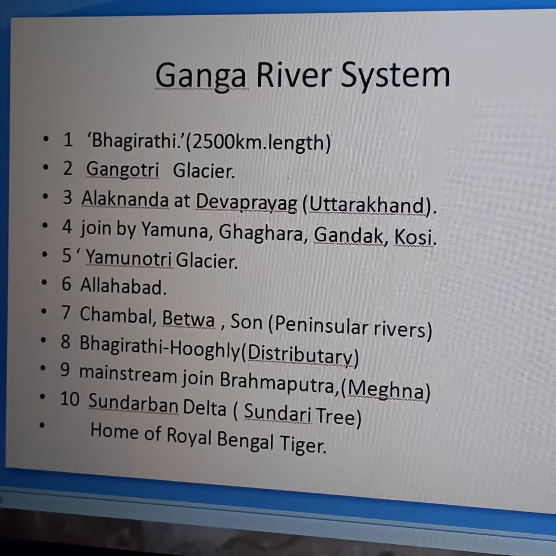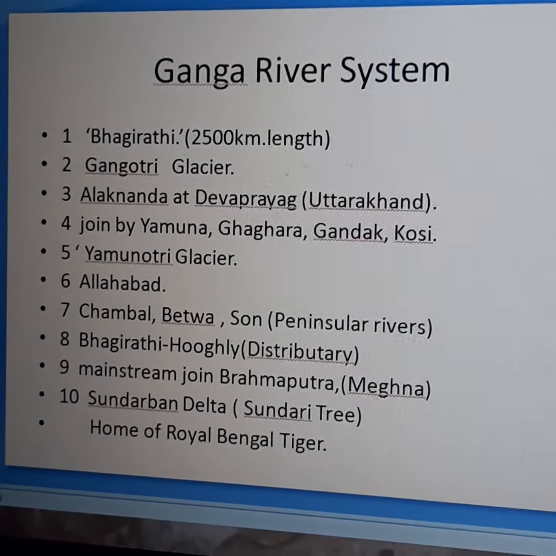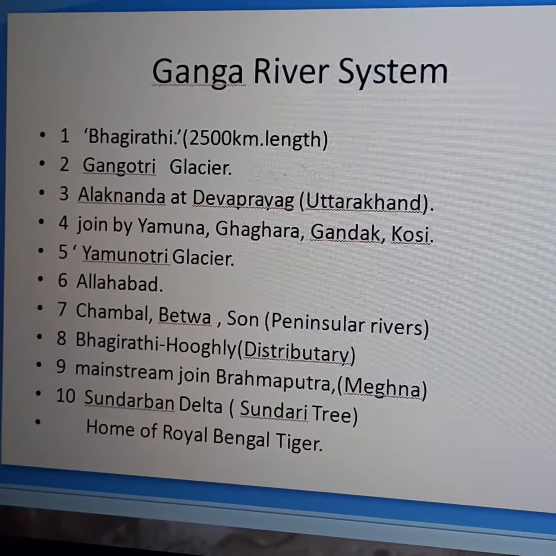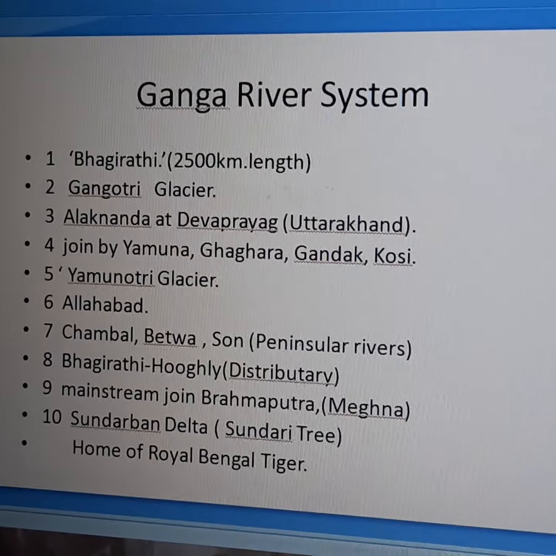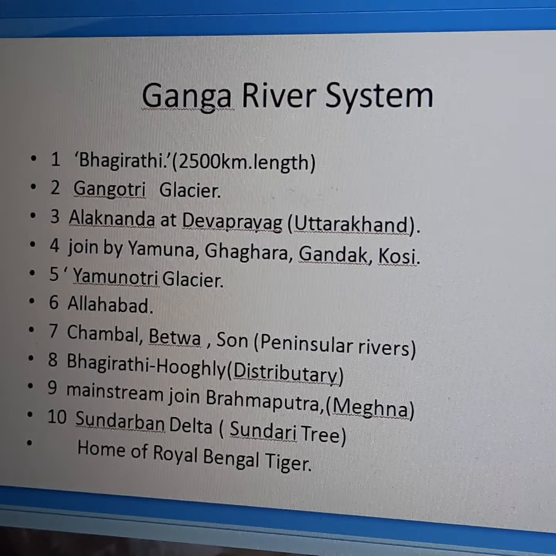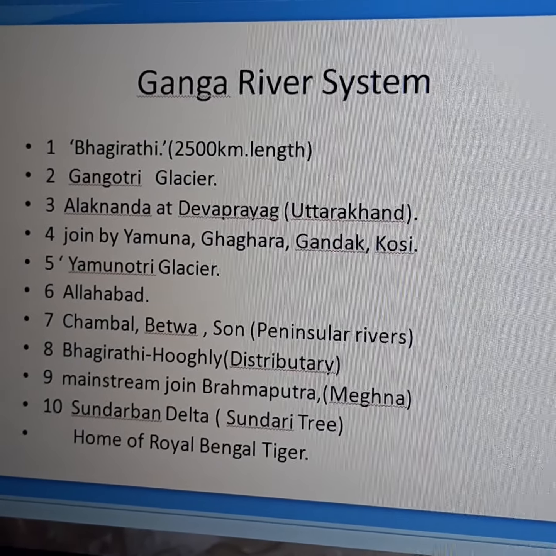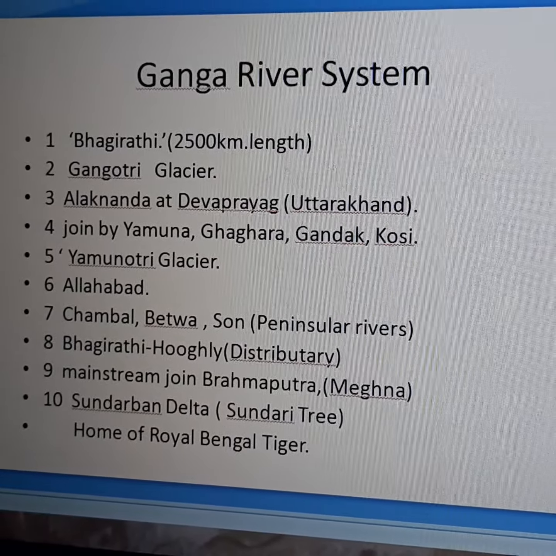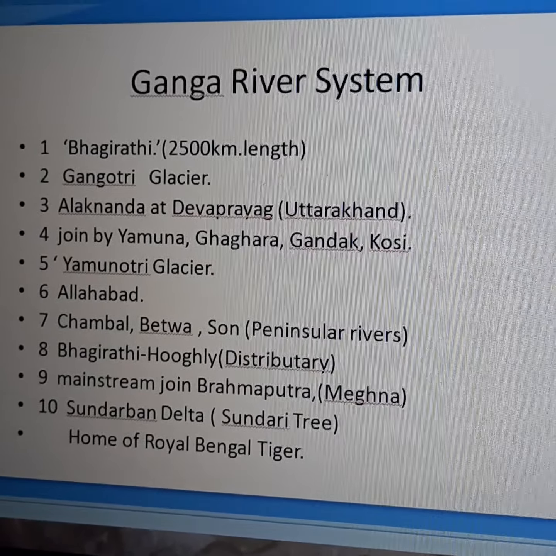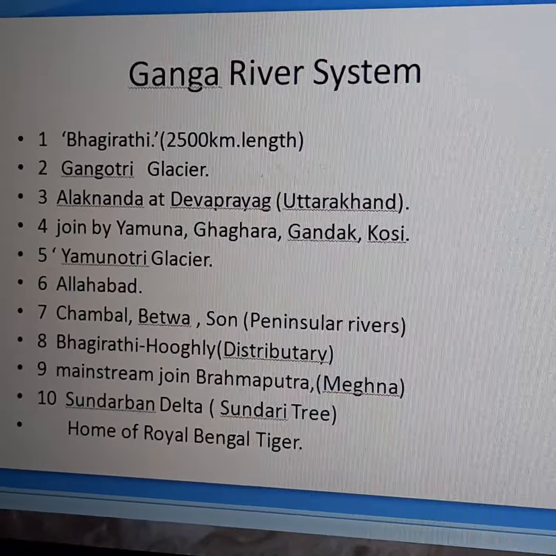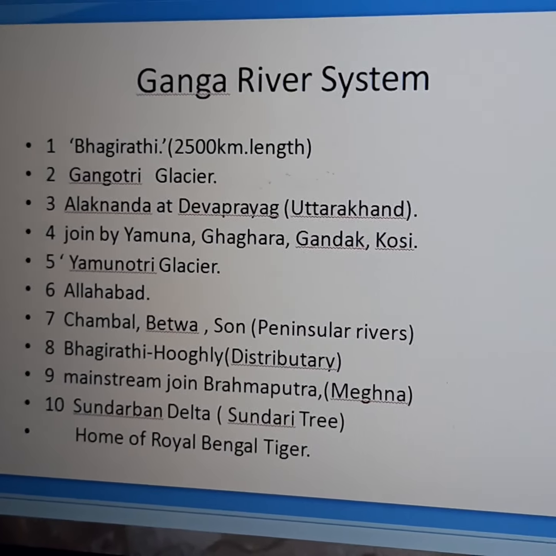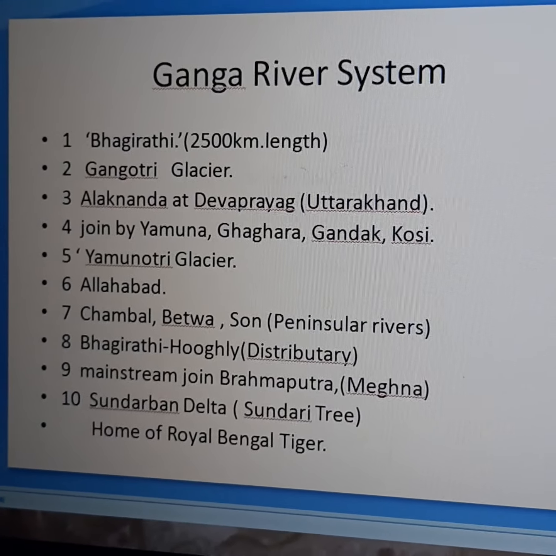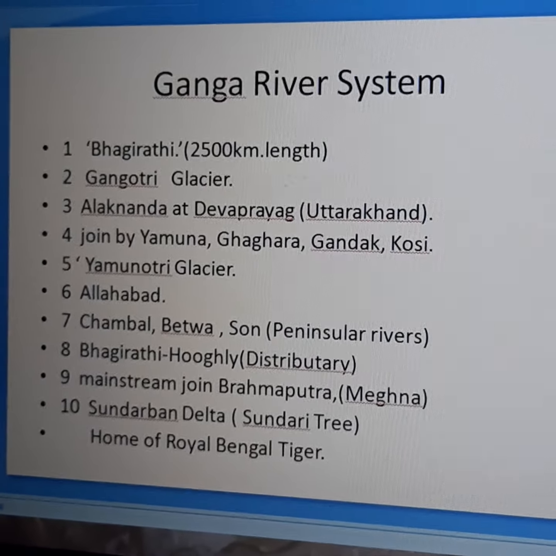Bhagirathi Hooghly is a distributary, and the main stream of Ganga flows southwards to Bangladesh and is joined by the river Brahmaputra. Further downstream, it is known as Meghna. The mighty river, with water from the Ganga and the Brahmaputra, flows into the Bay of Bengal.